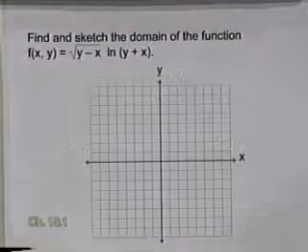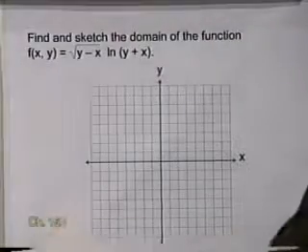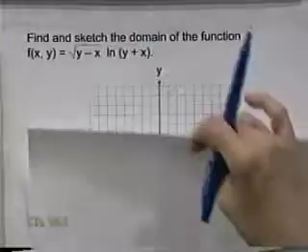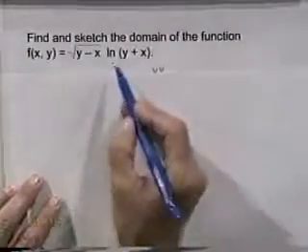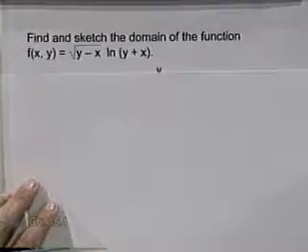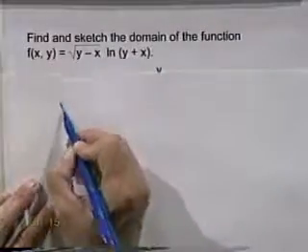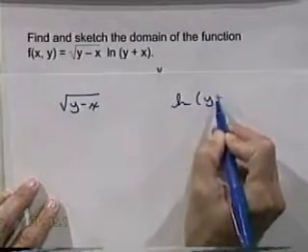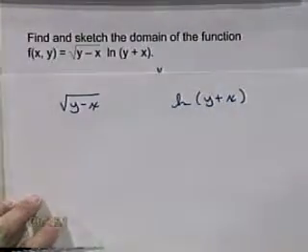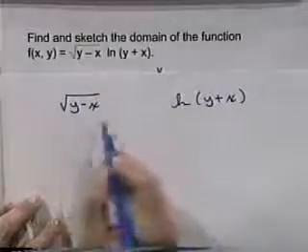Find and sketch the domain of this function. Okay, now things are getting a little bit more clever here. We have f of x, y equals square root of y minus x times the natural log of y plus x. So I'm thinking there's two things going on here. Square root of y minus x has to make sense, and natural log of y plus x has to make sense.